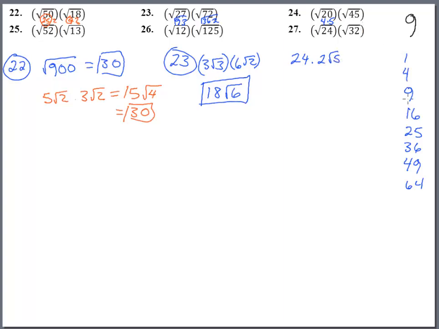45. Do any of those numbers go into 45? Oh, 9 does. That's 9 times 5. So square root of 9 is 3. So times 3 times the square root of 5. 2 times 3 is 6. Square root of 5 times square root of 5. Now the long way to do that is 6 square root of 5 times square root of 5 is square root of 25, which gives us 6 times 5. Hey, look, it's the number 30 again.